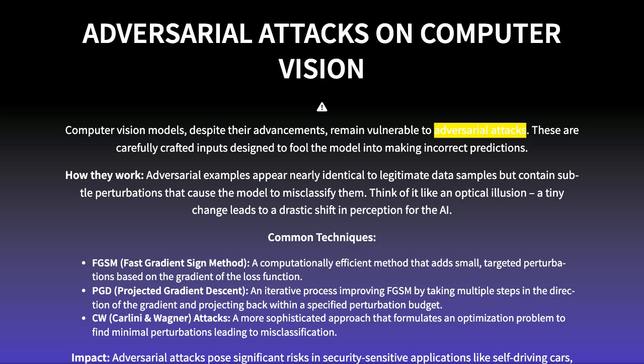There are several methods for generating these attacks, FGSM and PGD being two of the most common. They are all about finding those subtle nudges that throw off the AI. And because of this vulnerability, it's important to think about how we can make computer vision systems more robust and secure, especially in areas like self-driving cars or medical diagnosis.